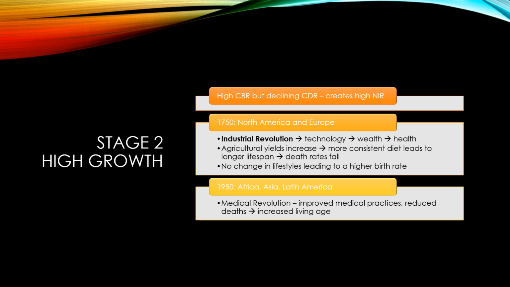Now we look at stage 2. When stage 2 comes around, you still have a lot of babies being born. However, your death rate is going down, and that creates a high natural increase rate, which means your population is going up. I tried to whistle there. It kind of worked, I guess. So why does this occur?